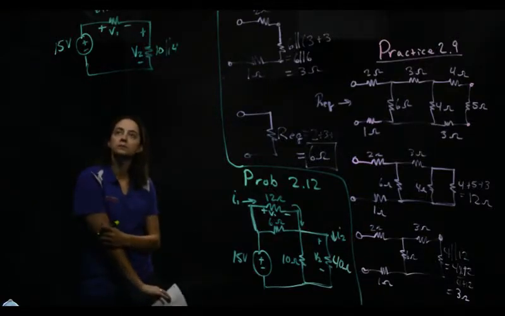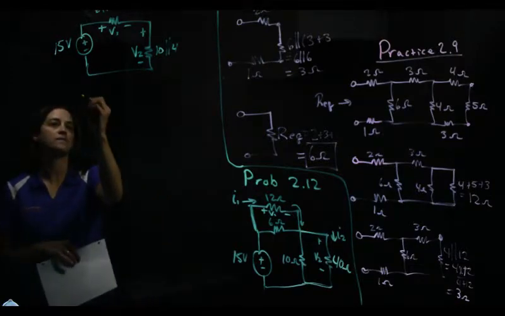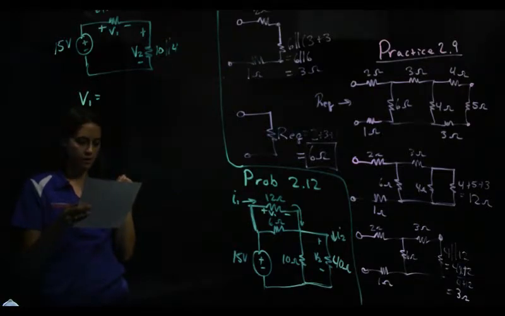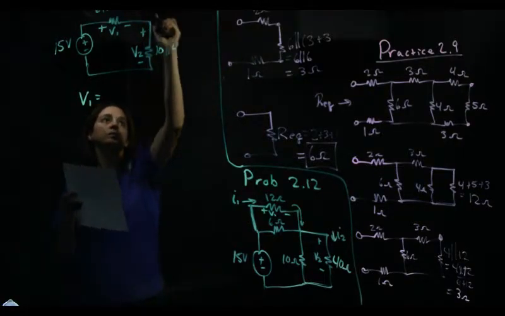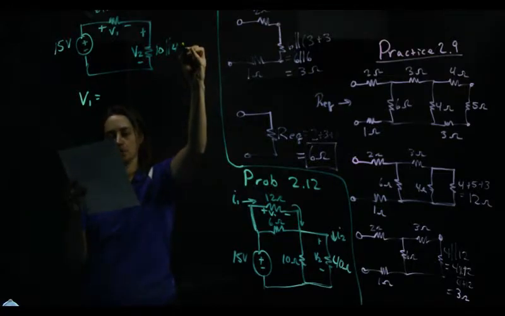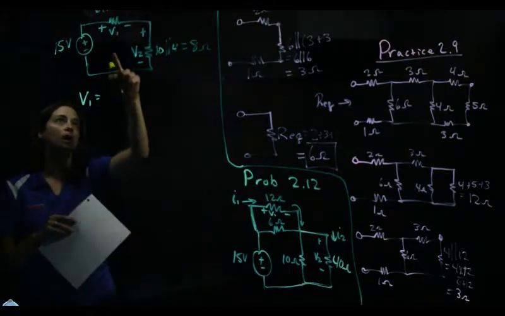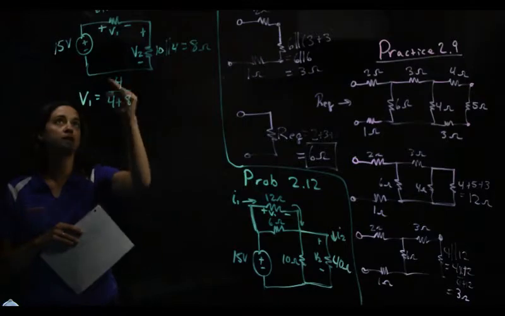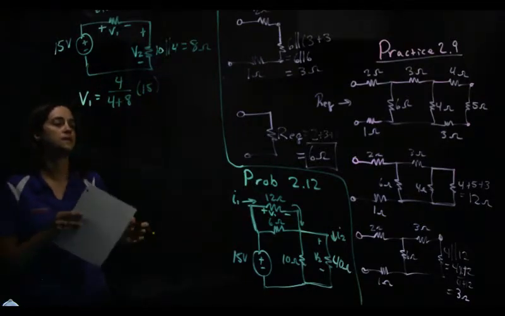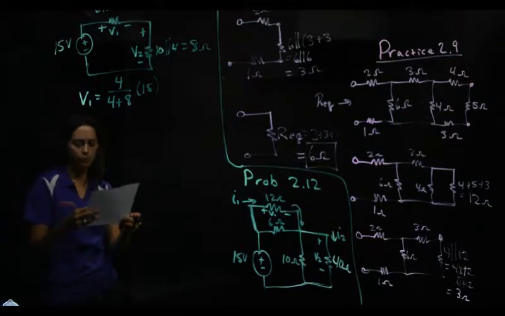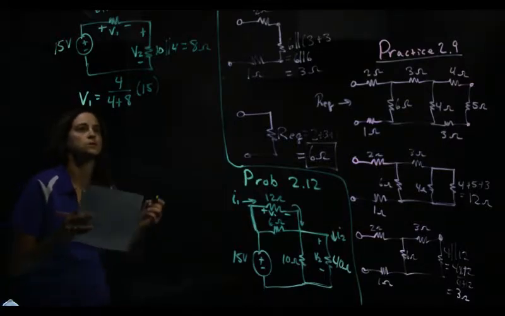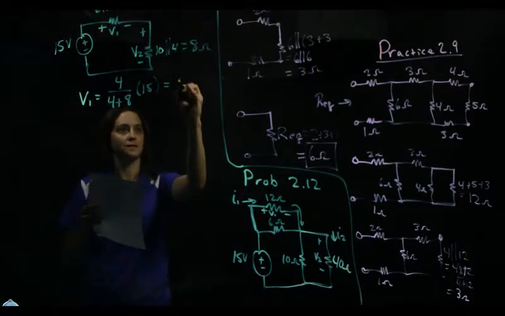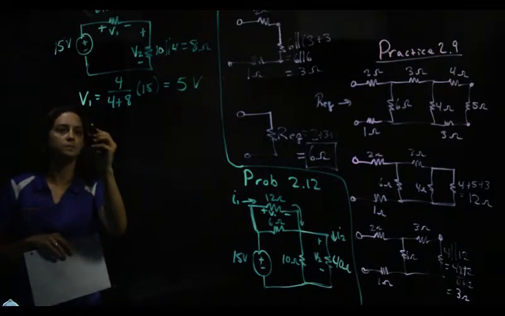Well, we need V1 and V2, so we could do voltage division. I have V1 equals, I need my 6 in parallel with 12, and that gives me 4. And 10 in parallel with 4 is going to give me 8. I need those. All right, so V1 will be 4 divided by 4 plus 8 times my source, 15. So I have 4 over 12 times 15, or I get a V1 of 5 volts. Is that right? 4 over 12, yeah, 1/3 of 15, so 5 volts. Didn't feel right for a reason.